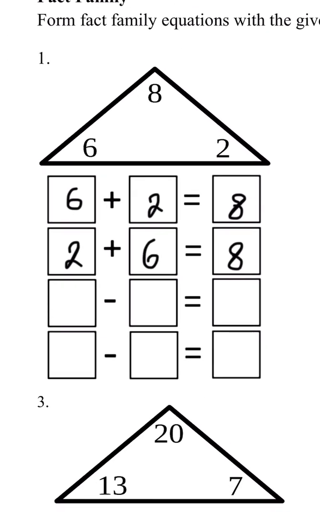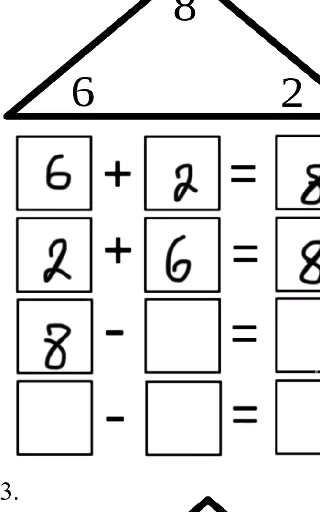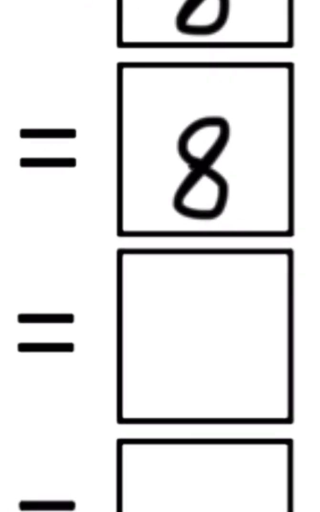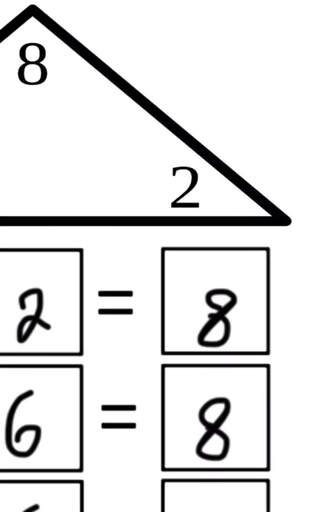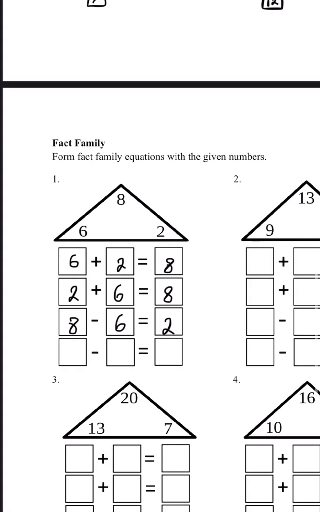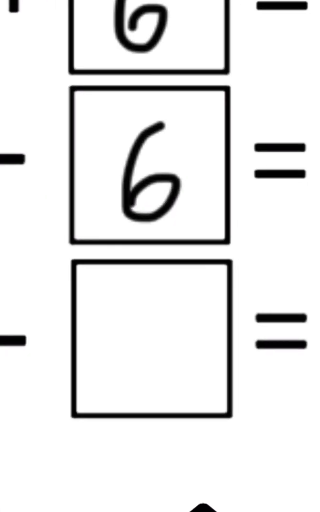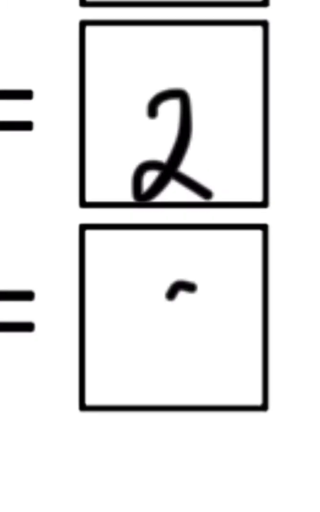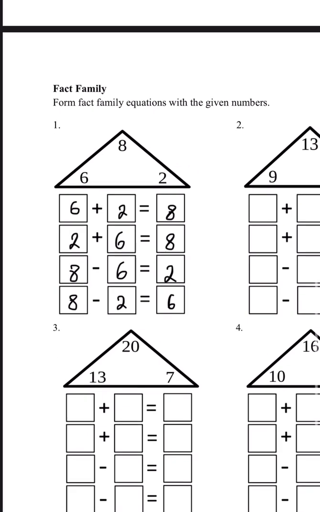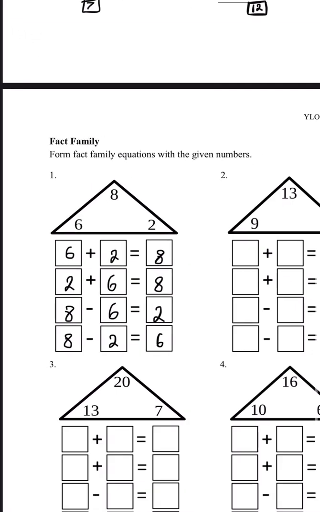Now we need to subtract these bottom numbers from the top number, which is 8. So 8 minus 6 is 2, which becomes the number that is on the right side. And now when we subtract 2 from 8, the answer is 6, which is also the same as the number that is on the left side of the triangle.